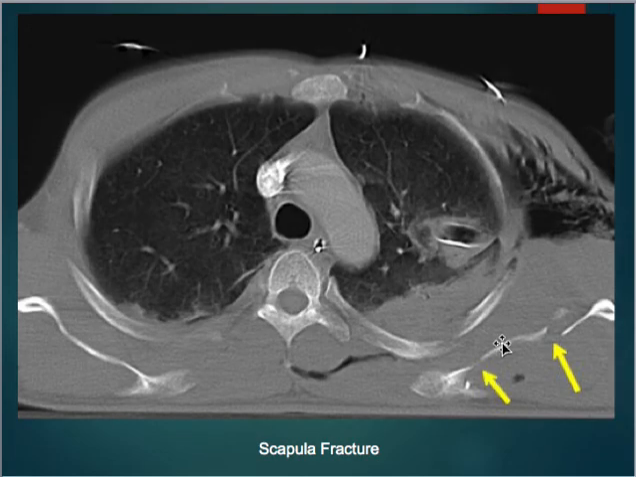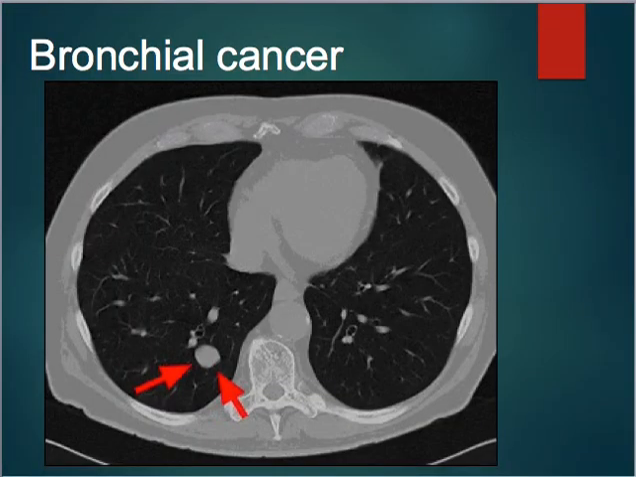This patient has a scapula fracture, your shoulder blade. This is the left one here, so you can see the fracture here and here. And again, this is a chest CT, we can tell because of the air-filled lungs and the vessels that are visualized. This patient has bronchial cancer, so you can see this mass here in the bronchioles in the lungs.